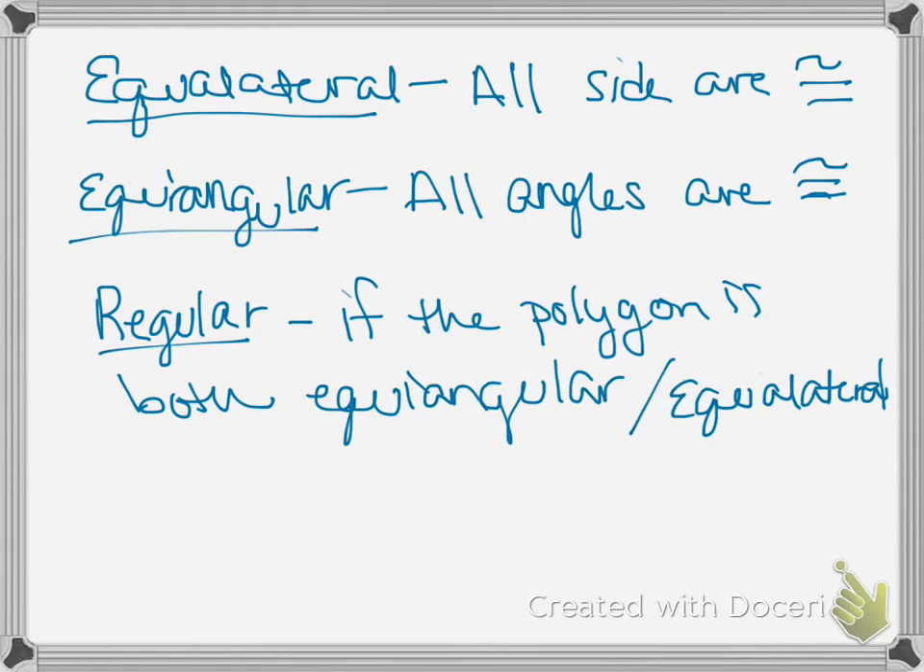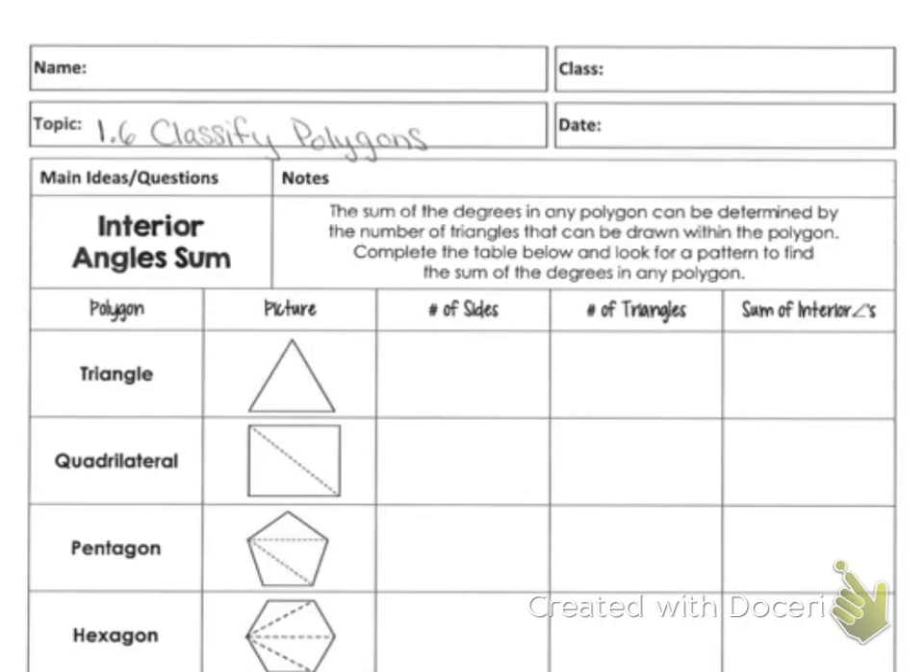Okay? All right, so let's start on this note page. All right, so our interior angle sum, and this is kind of just cool knowledge, all right? You can find the sum of all your interior angles by the number of triangles that can be drawn within the polygon, okay? So we're going to look at the table below.